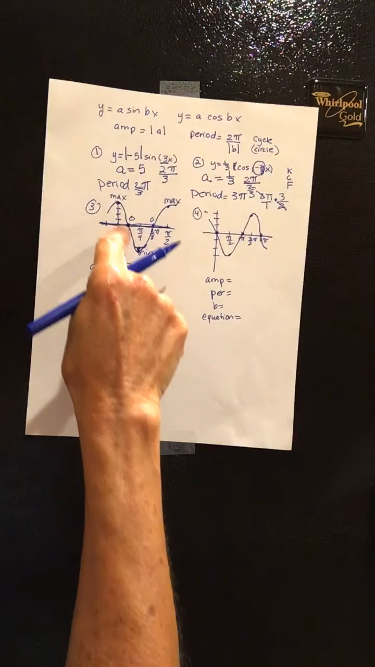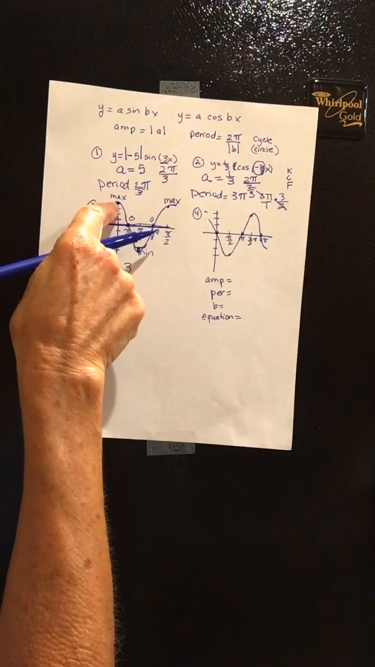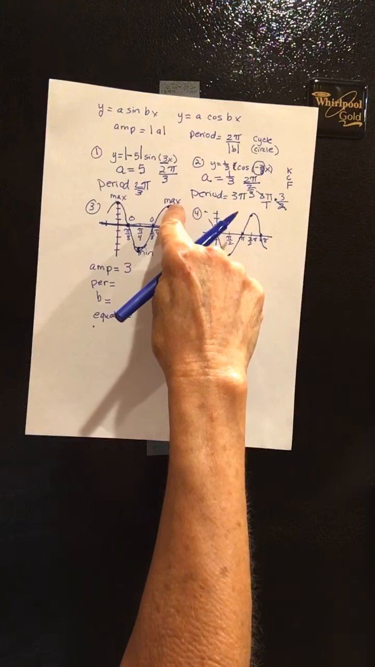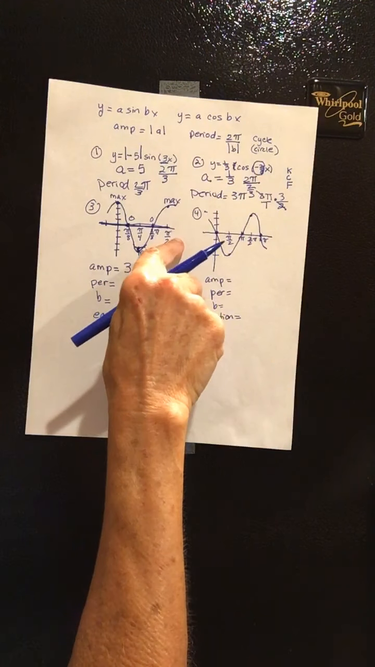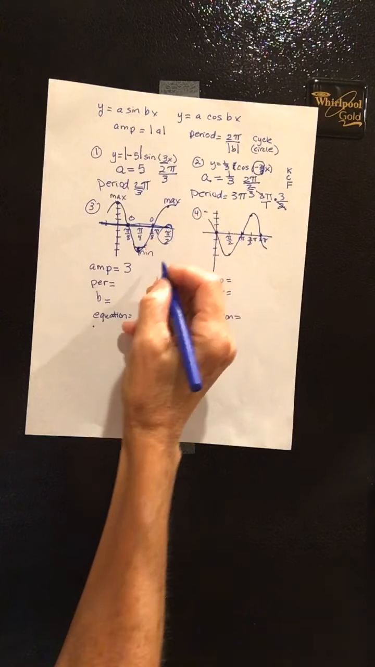So my period starts up here at 3 and ends at 3. So that means I've completed a full cycle. So my period is pi over 2.